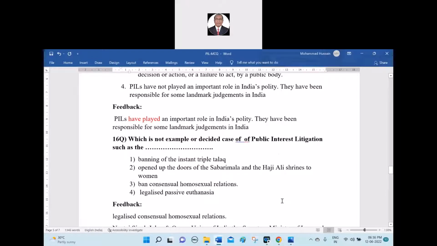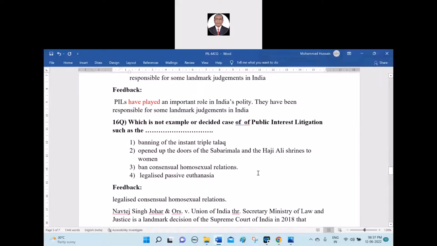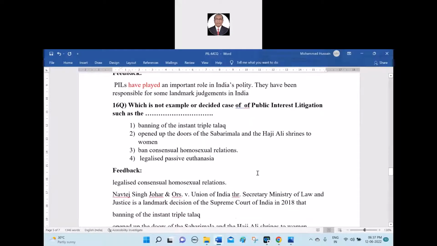Sir, we have 2 things, sir. We will talk on NAZ Foundation and the National Legal Services Authority. NALSA, that case is third gender. Homosexual relations, there is a separate one. Of course, I am going to ask the question there. That is Navtej Singh Johar and others versus Union of India, through the Secretary, Ministry of Law and Justice, a landmark decision of the Supreme Court of India in 2018.